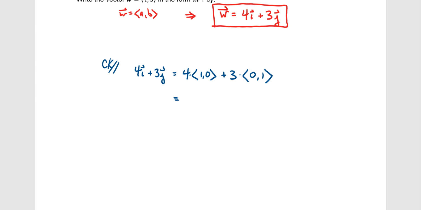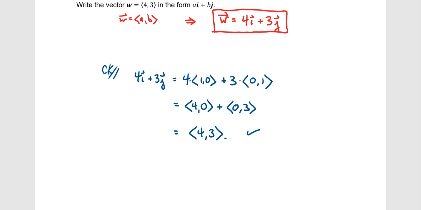And we can go ahead and do scalar multiplication in addition. That's going to be 1 times 4, 0 times 4, and then 0 times 3, 3 times 1. And then all we have to do is add these up. 4 plus 0 is 4, 0 plus 3 is 3. So we can see that that is exactly what we started with in the beginning of the question. Okay, so it's just important that we know how to convert between both of these notations. They mean the exact same thing.